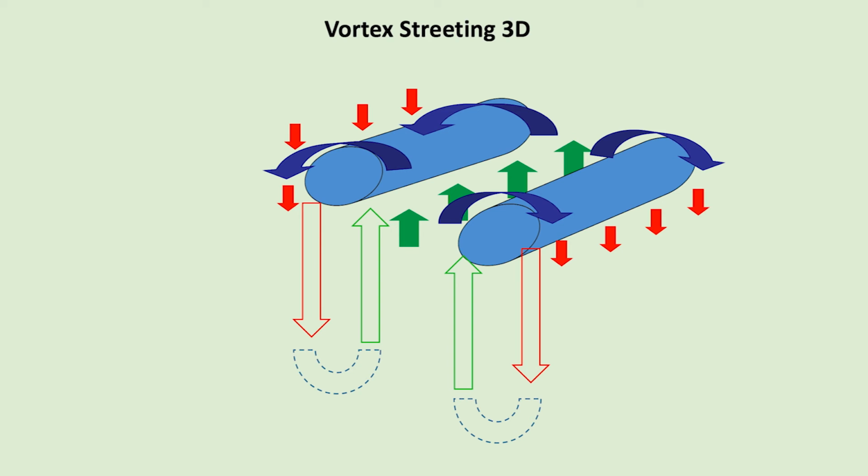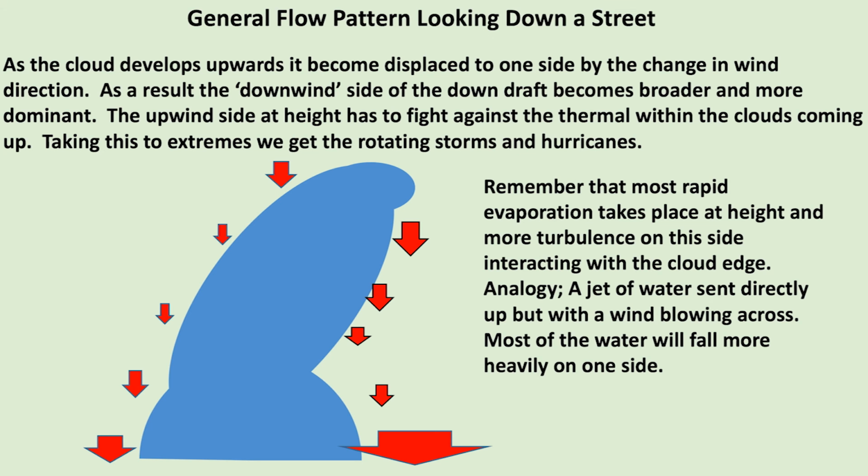So vortex streeting 3D then. We can see that the thermal cells, which are green, are coming up the middle. As it evaporates, the evaporated air, which is cold, cascades down the sides of the street, not all around the upcoming thermal. The general flow pattern looking down the street then. So the street at the moment is running into the display.